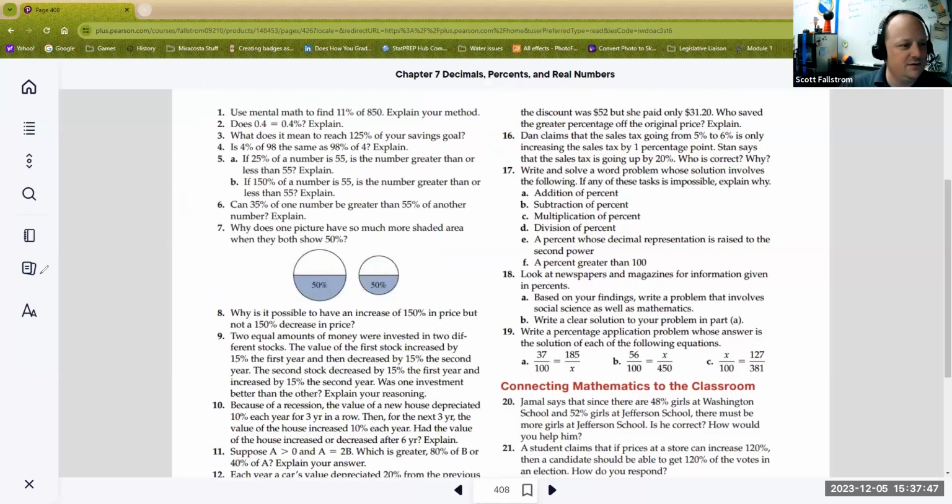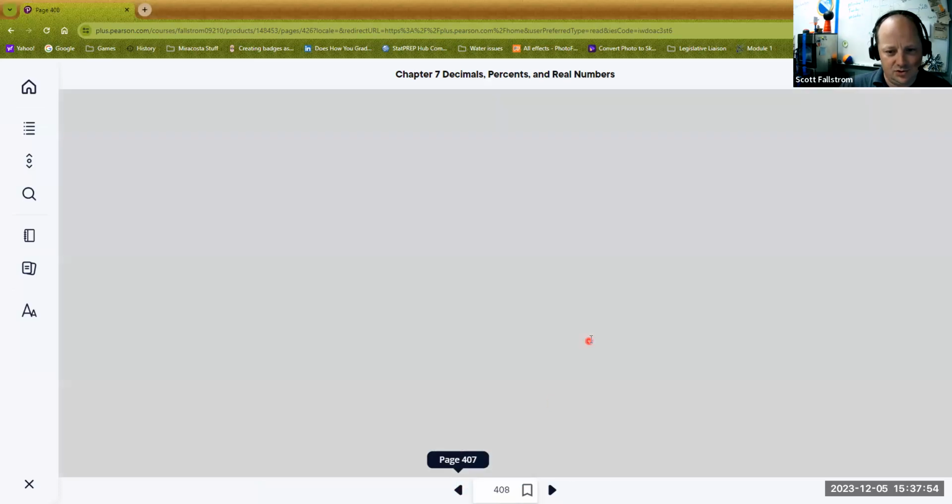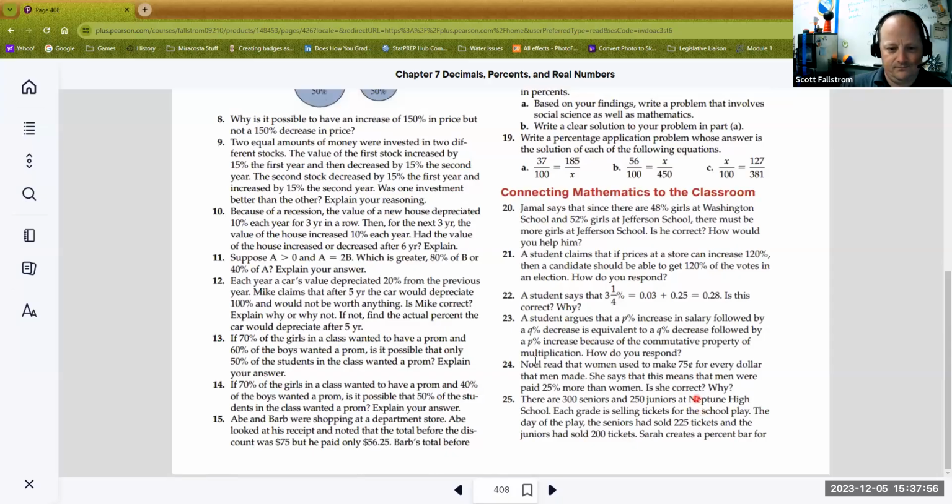16 and 24. Let's see here. Is it that page? Oh, too far. Back page. 24. Noelle read that women used to make 75 cents for every dollar that men made. She says that means men were paid 25% more than women. Is she correct?